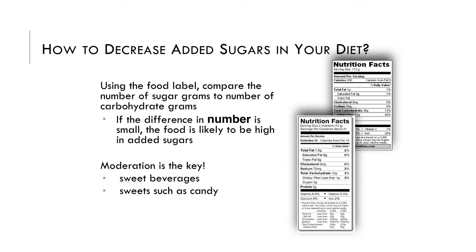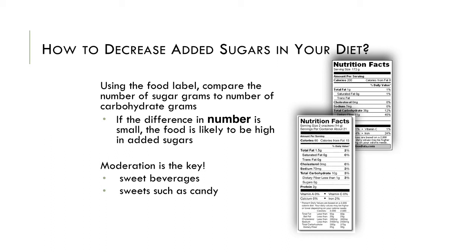How does a person reduce the amount of added sugar in the diet? The most important thing is that products with added sugars are usually processed or manufactured food. They are not fresh, whole food. So there is a food label that accompanies the food product. Use the food label to know the amount of sugar added into it. You should compare the number of sugar grams to the number of carbohydrate grams. If the difference is small, then the food is likely to be high in added sugar, which means most of the carbohydrate is actually added sugar.